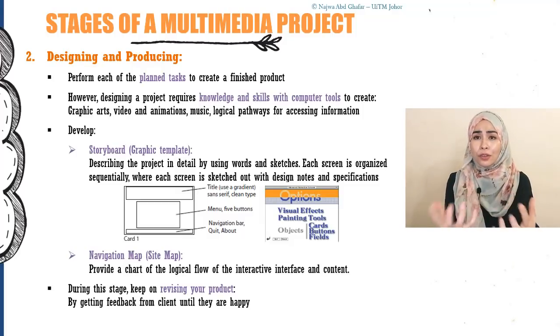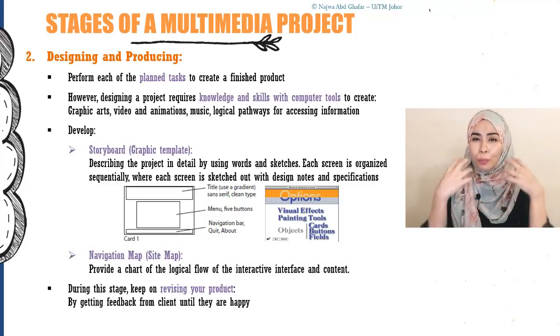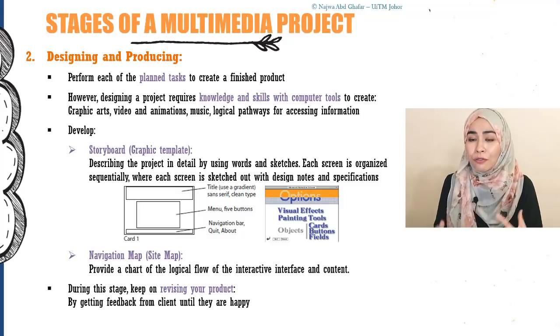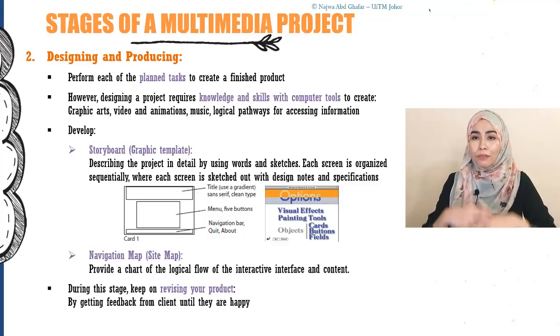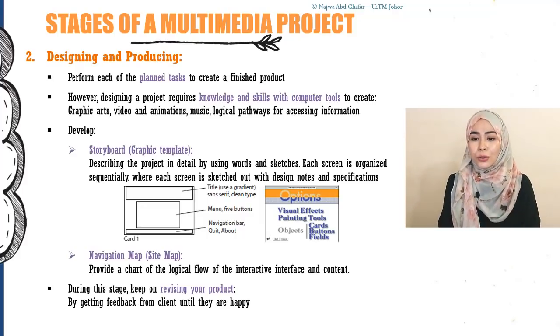But if you're doing just a video project, then you might need to do just a regular storyboard to show how you're going to plan out your project. So this is the phase, designing and producing. You're performing each of the planned tasks to create a finished product. Wherever you're creating, you need to plan it out. Either you're creating a storyboard, or you're doing a site map.